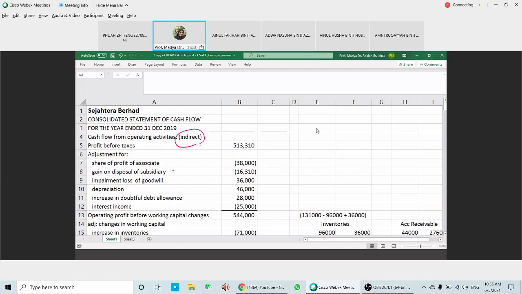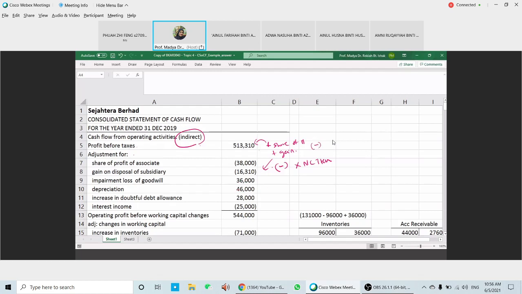And then we make an adjustment here. The first one: in the profit, we already include the share of profit. Because these items are already included here, we need to minus them, as there are no cash or non-cash items here. So we need to minus share of profit from associate, gain on the disposal of the subsidiary, and also impairment loss. Impairment loss we already minus previously to get the profit, so now we need to add back that one.